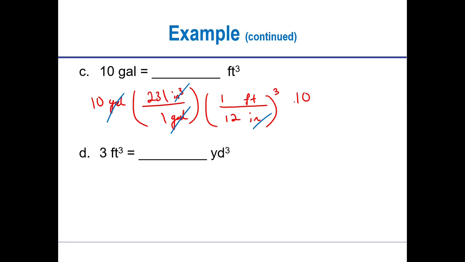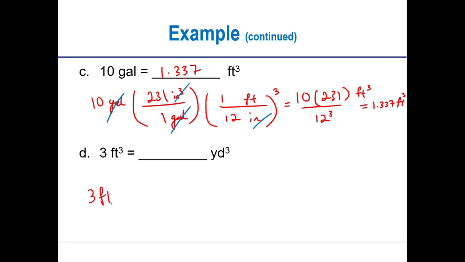We have 10 times 231 times feet cubed on the top over 12 cubed. And you can simplify this expression further to get about 1.337 cubic feet. So 10 gallons is approximately 1.337 cubic feet.